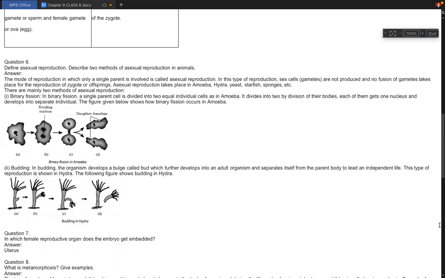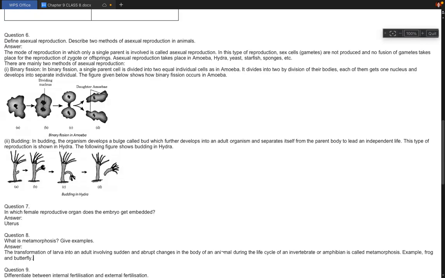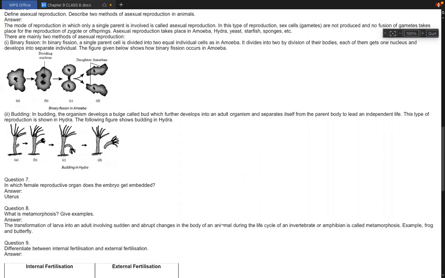Then the second one is budding. In budding, the organism develops a bulge called a bud, which further develops into an adult organism and separates itself from the parent body to lead an independent life. So Hydra, again, you will draw the diagram to explain the process of budding and binary fission.